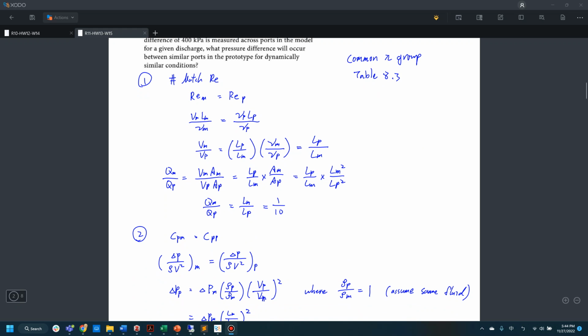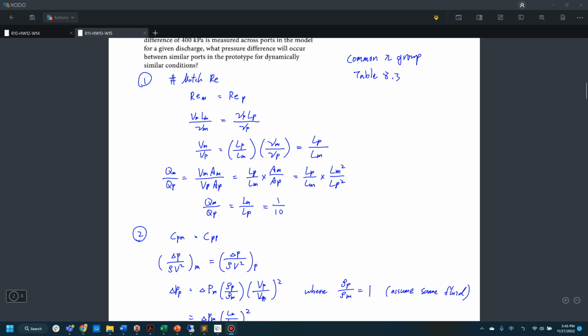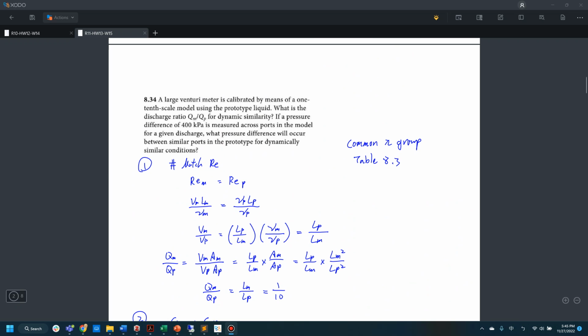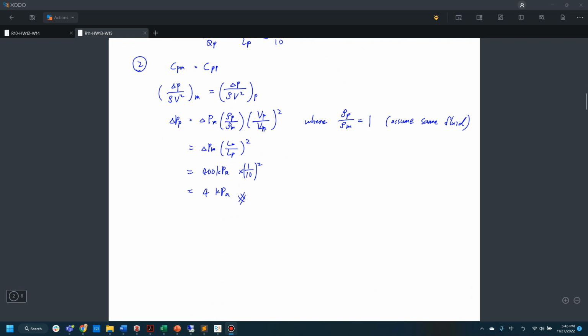And for the second subproblem, we try to solve for the pressure difference. To do that, we use the coefficient of pressure to build our relationship. Here on the second row of equations is the equation for the coefficient of pressure. So again, because we want to solve for the pressure difference in the prototype, we isolate the variable on the left hand side and put the rest of them on the right hand side.